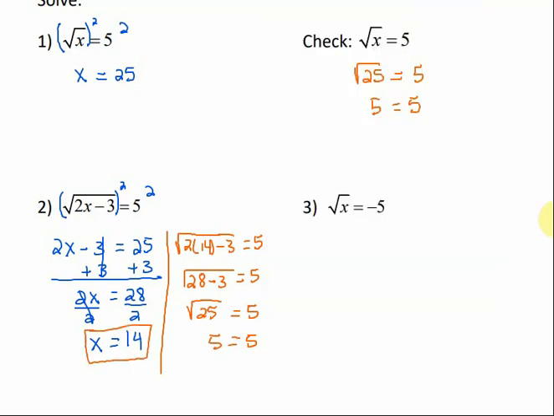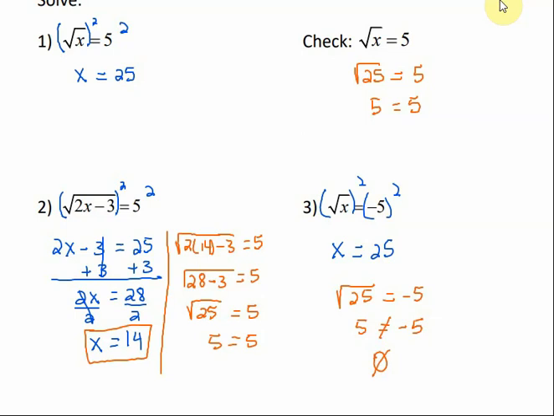All right, in number 3, the radical's by itself, so we're going to do the next step, which is to square both sides of the equation. When I square the square root, it cancels, and I get x equals negative 5 squared would be positive 25. Okay, so that's my solution. Let me check it. If I plug 25 into my equation where the x is, I have the square root of 25 equals negative 5. Well, the square root of 25 is 5, and 5 does not equal negative 5. So there is no solution to this equation.